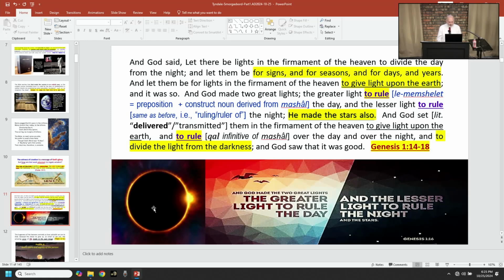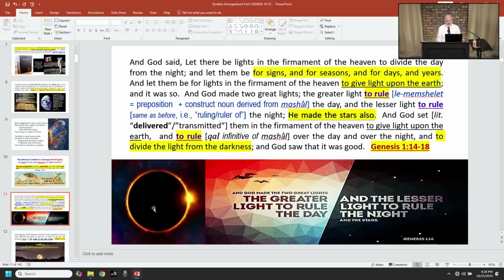But if you were to do one of this verb mashal, which is translated rule, because you might think that does seem a little odd, that the sun rules the day and the moon rules the night. I mean, is that kind of like colorful language? I mean, do you take that literally?